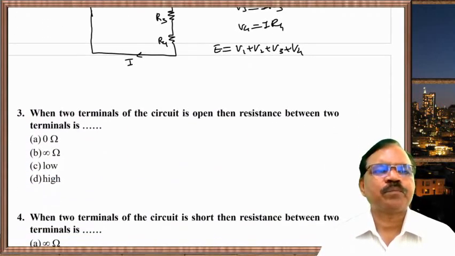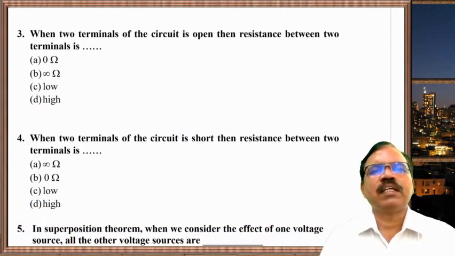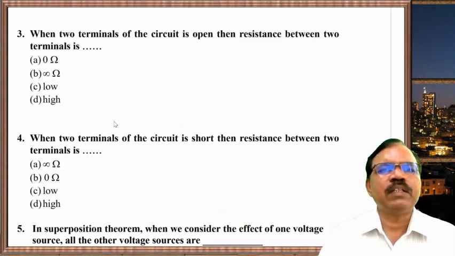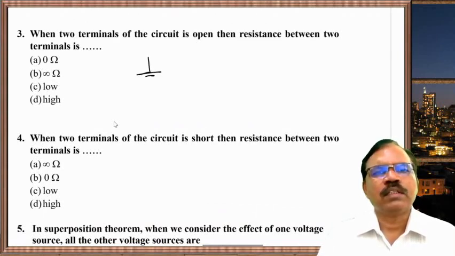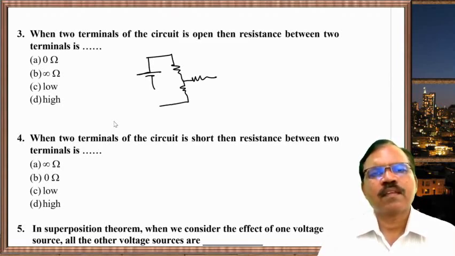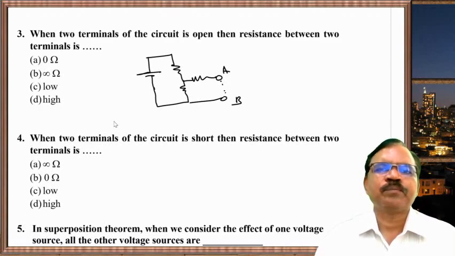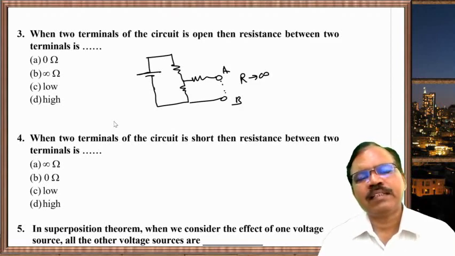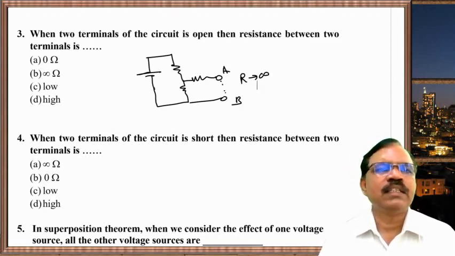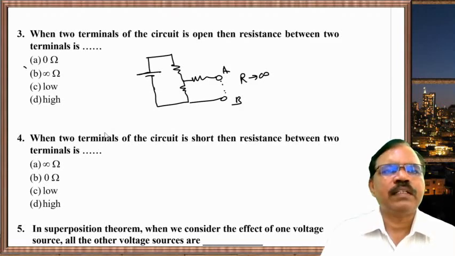Now next one. When two terminals of the circuit are open, then the resistance between the two terminals is: suppose this is some circuit, and suppose A and B are two terminals taken out from the circuit. Since no current flows through these two terminals, we take the resistance as infinite. So when terminals are open, the resistance between the two terminals is infinite. So here it is infinite.